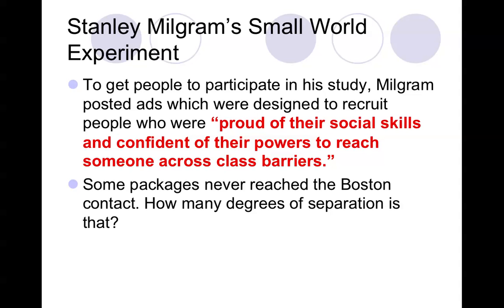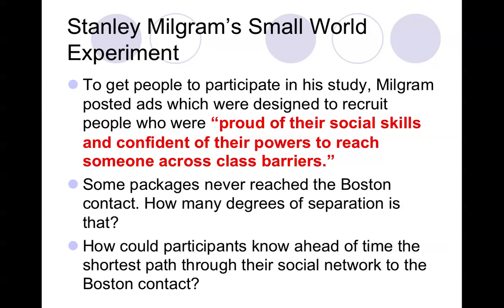Some packets never reached the Boston contact. So what do we do with that data? How many degrees of separation is that considered to be if it never reached there? And then there's another issue. How could participants know ahead of time the shortest path through their social network to the Boston contact? So these are three issues that you should look at critically with regard to his experiment.